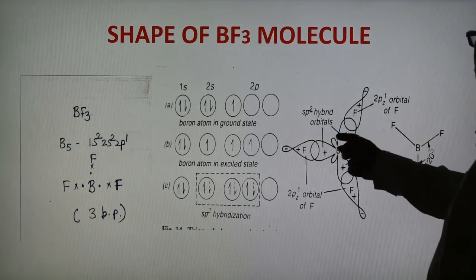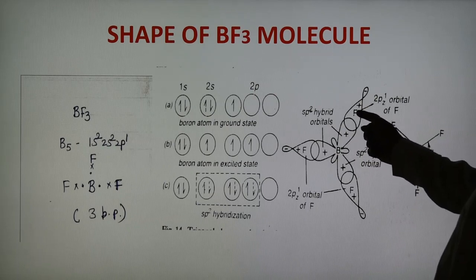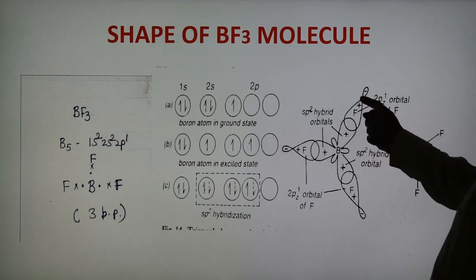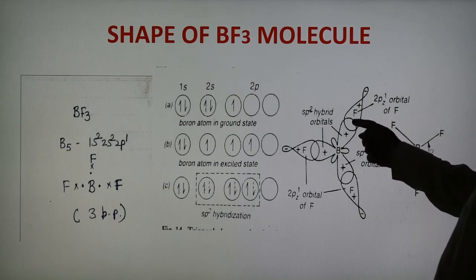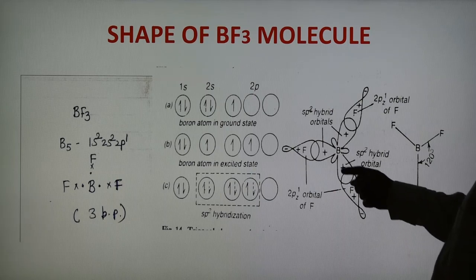So here, this is the trigonal planar shape, and this is how the overlapping takes place. This is the lobe of boron, and this is the lobe of the 2pz orbital of the fluorine overlapping, forming this type of boron-fluorine bond. This is second, this is third.